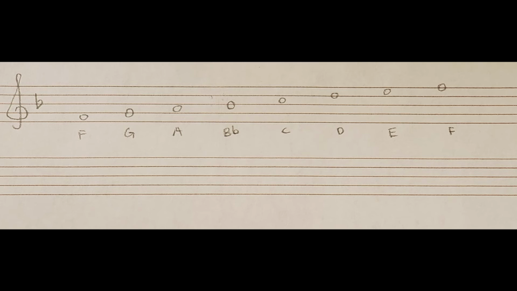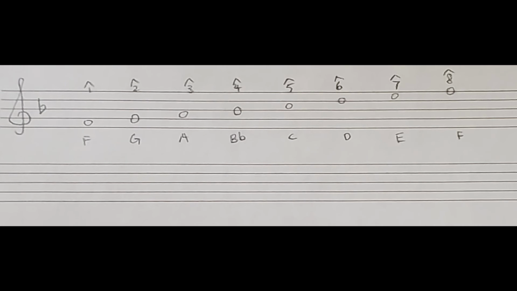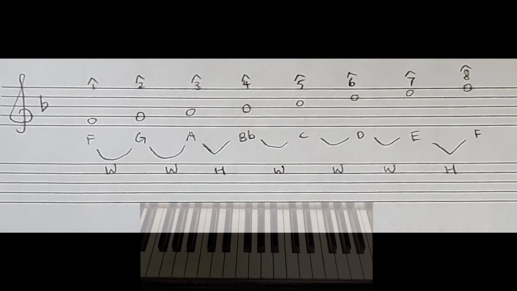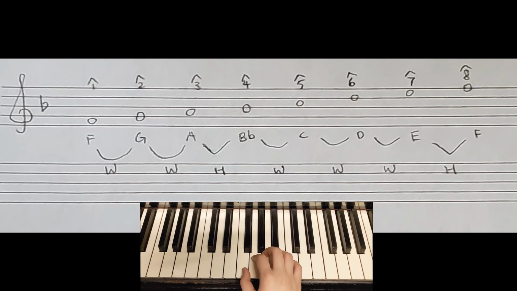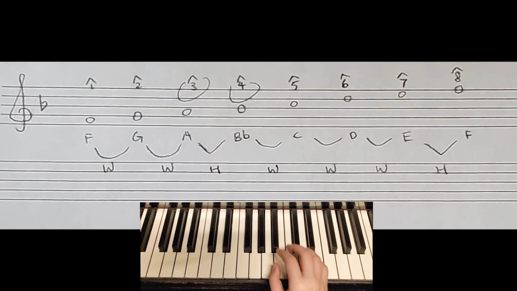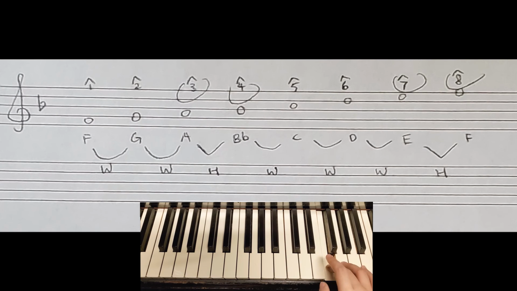Here's an F major scale. Let's pop the scale degrees in again. Are you ready to see the map of the half and whole steps on the scale? Here it is. Look at the pattern. Whole, whole, half, whole, whole, whole, half. It is just like the C major scale. The half steps are also between scale degrees 3, 4, and 7, 8.